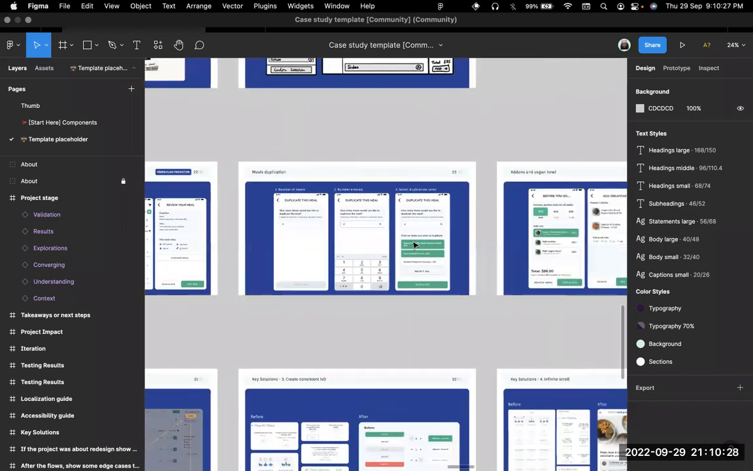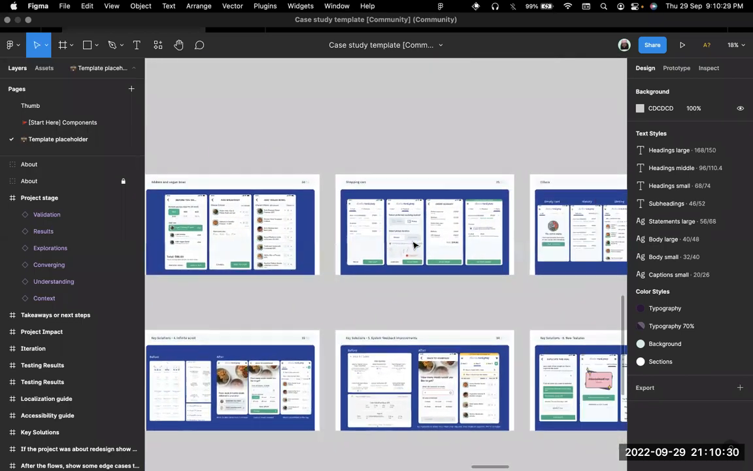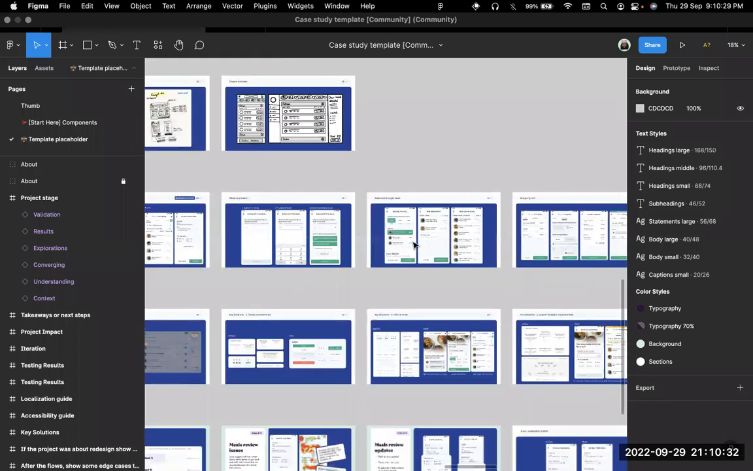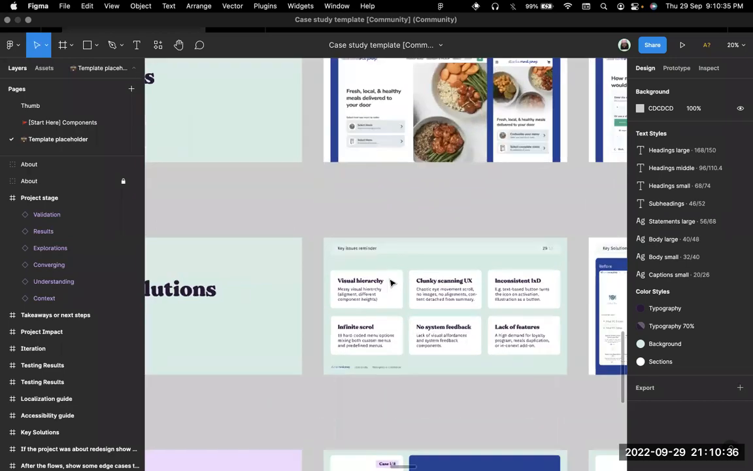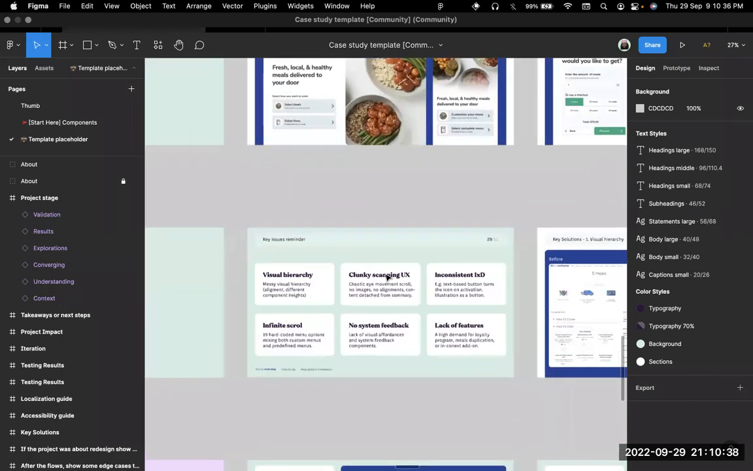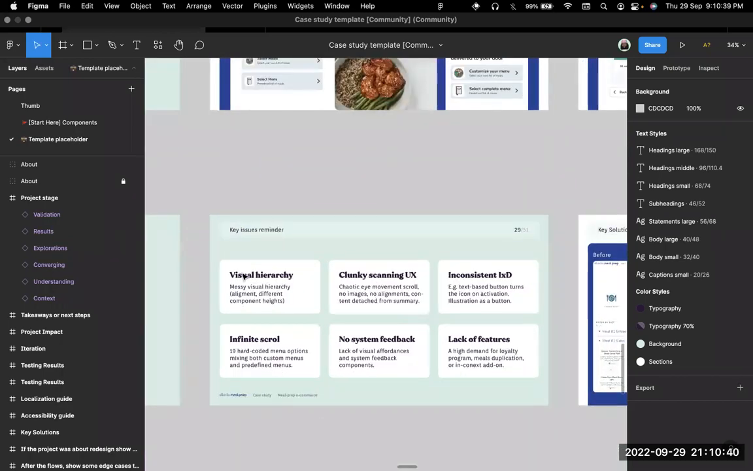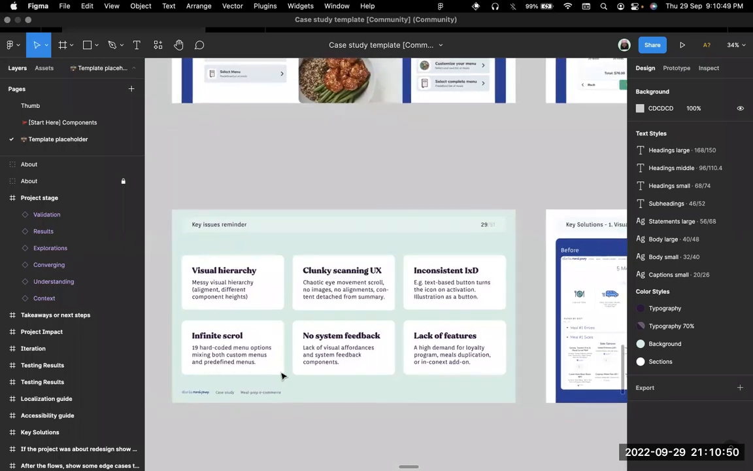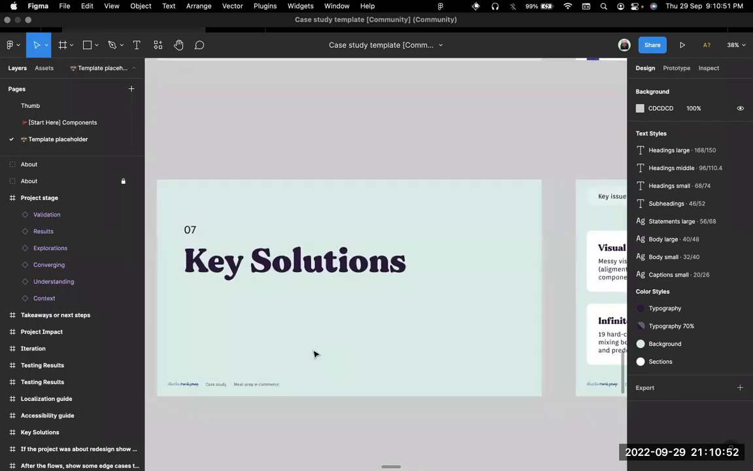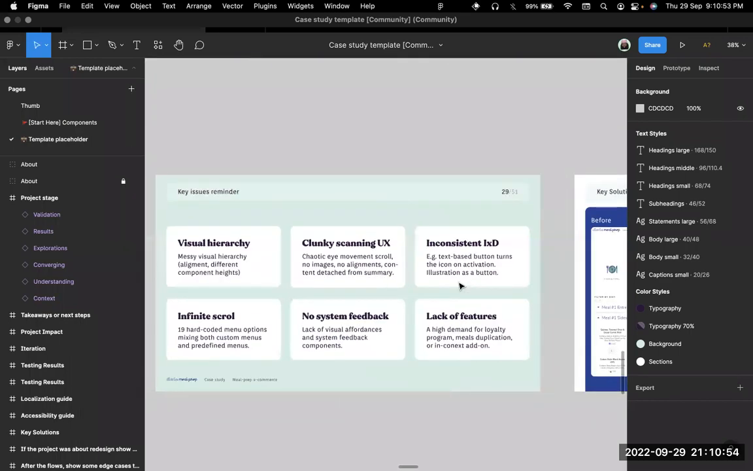If you don't have a high fidelity, then you should know where to stop, and don't copy random designs from Dribbble. Then the key solutions at the end of the day, these are the solutions you're trying to, what? Visual hierarchy, clunky scanning UI. I think this is supposed to be decluttering the UI. I think this is a template, so I don't think this was properly implemented, because it says key solution, and this is supposed to show the solution.